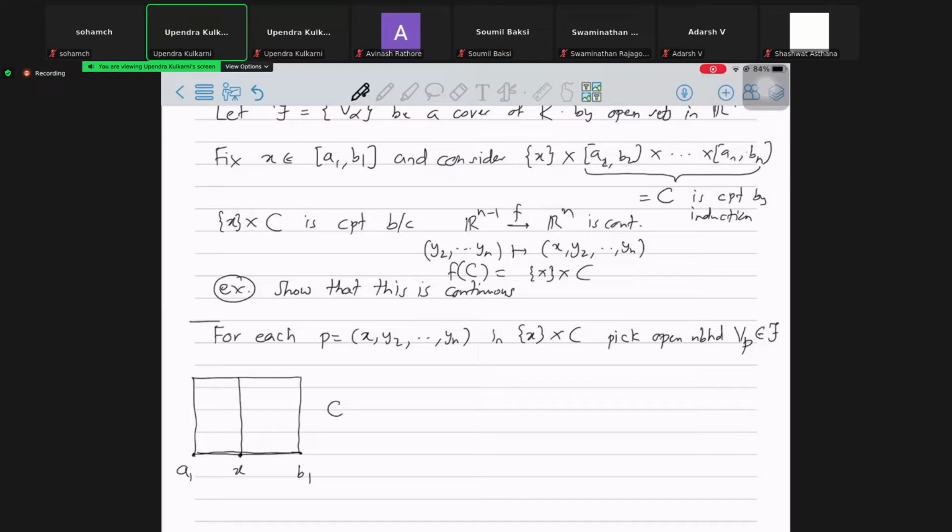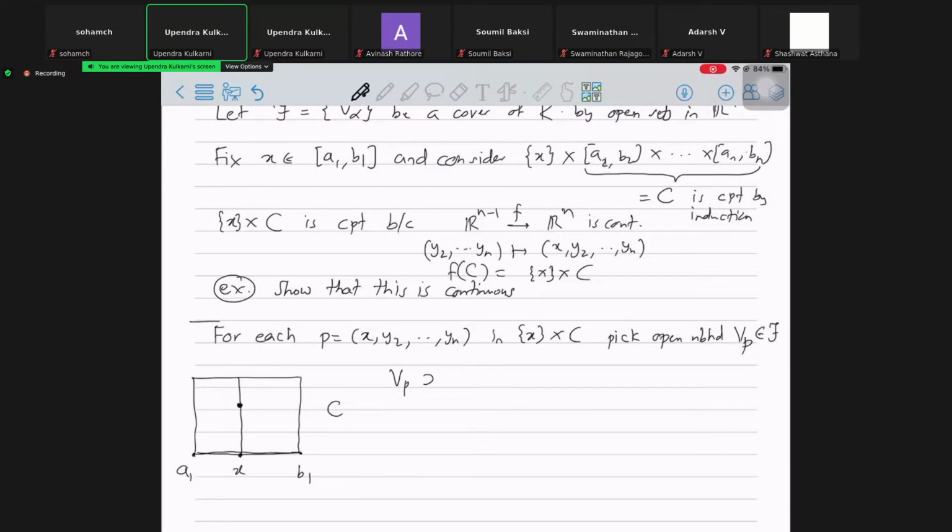So what I have done is that for every point here, I'm choosing an open neighborhood, which is from the given family. Now this open neighborhood may be something wild, but all I need is a ball around that point. Now I'm using the infinity metric. So what are balls here? The balls are just cubes, right?